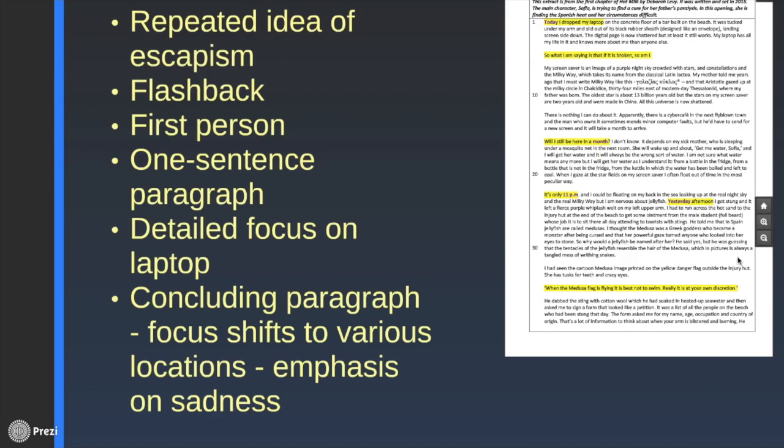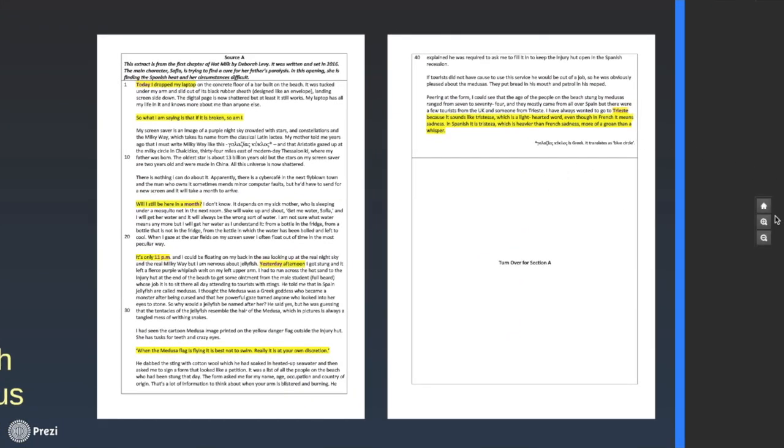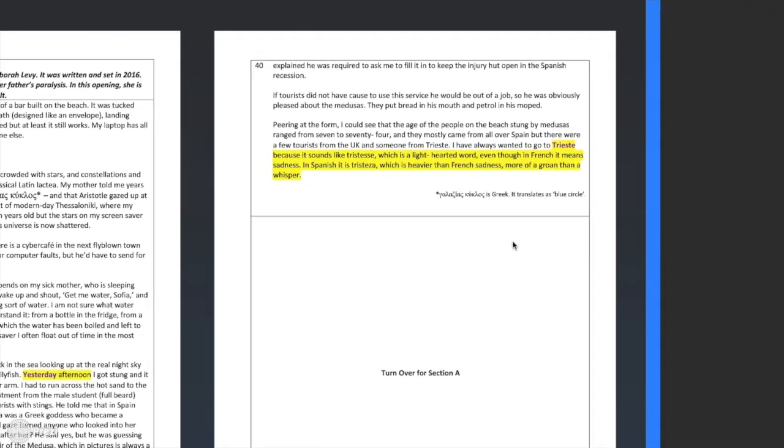And then finally, I mean, there's lots you could say about this extract, but the last thing that I thought was particularly significant, and I've already hinted at it really, was the fact that that final paragraph talks about the word Trieste. So she's talking about, I've always wanted to go to Trieste. So that, again, that repeated idea of escapism, but also the fact that that word means extreme, utter sadness. And so she's leaving the reader in no uncertain terms, really, that we understand completely that she is grief-stricken. So she's leaving us with that idea that there's no escape from her reality, that her father is suffering from this awful illness and the way she feels about it.